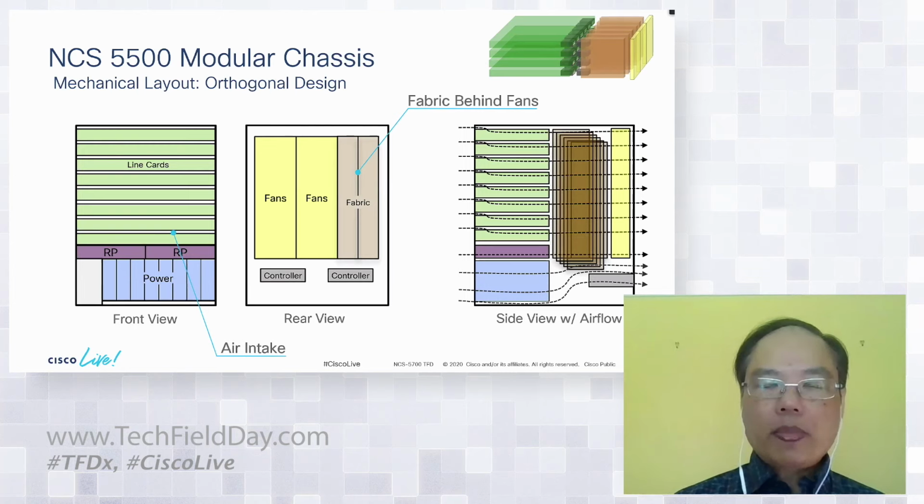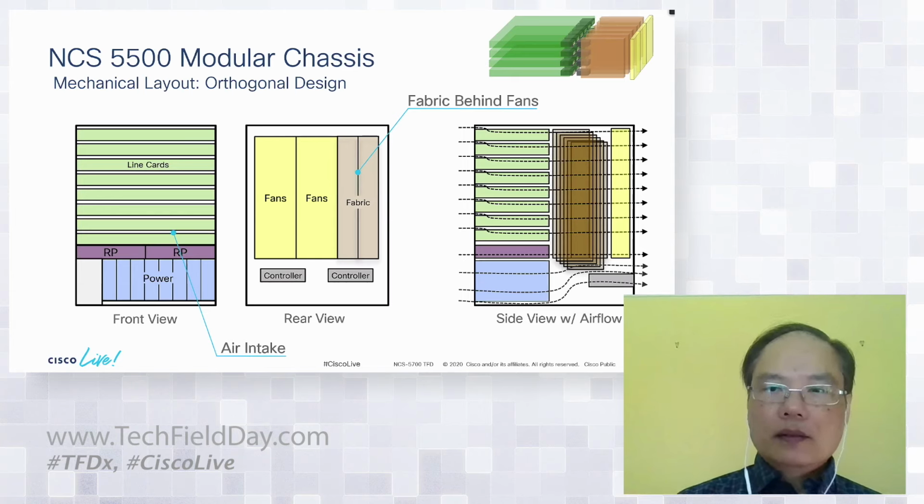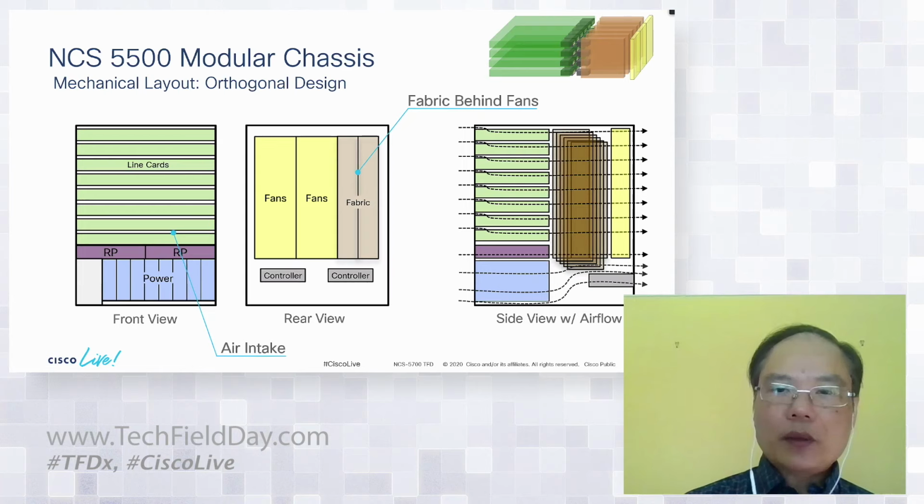For modular chassis, the line cards are inserted from the front horizontally, and the fabric cards and fan trays are inserted from the back vertically. We can call this an orthogonal design. So you could see in this diagram that different chassis require fabric cards and fan trays with different heights.